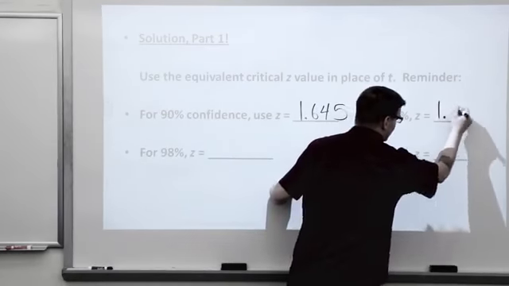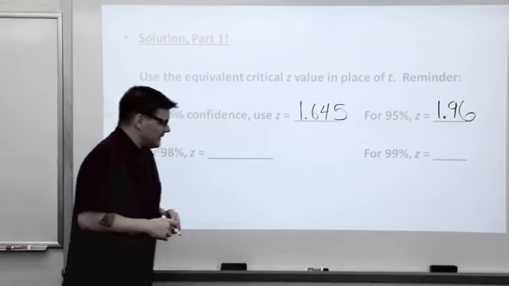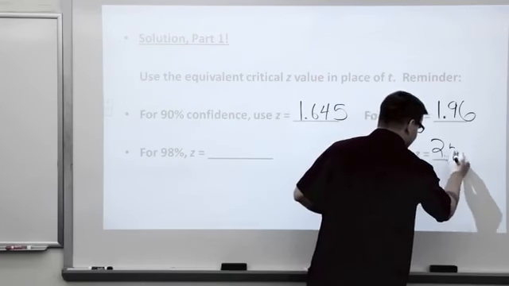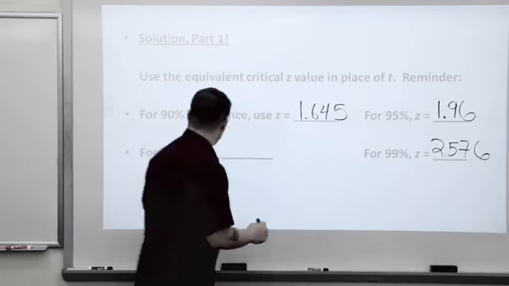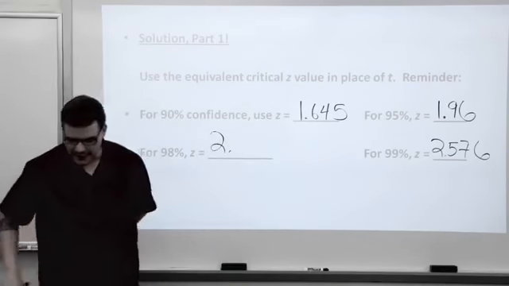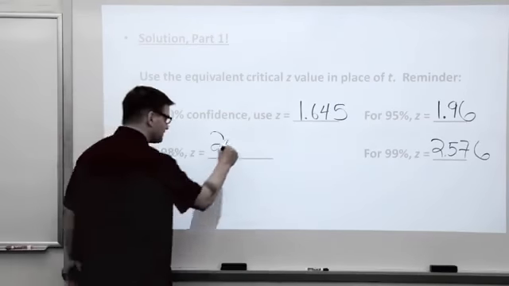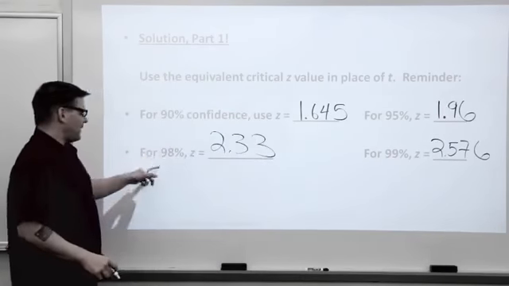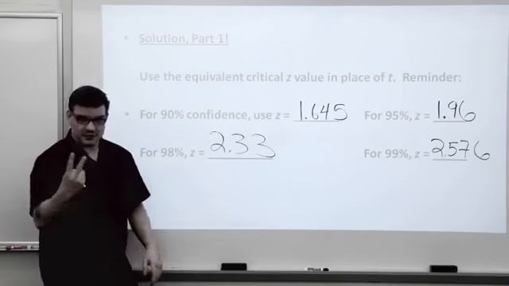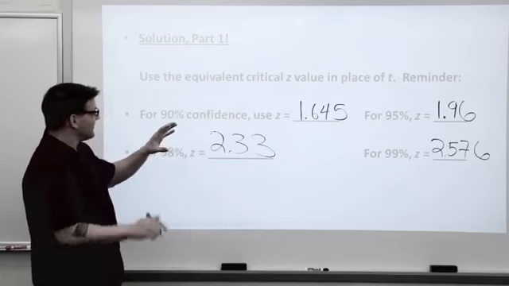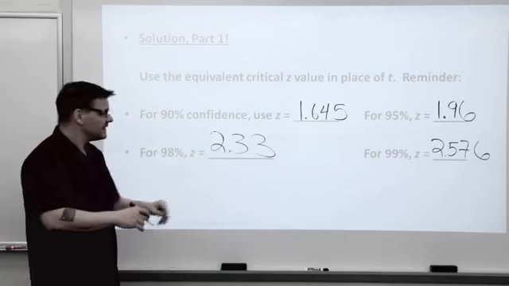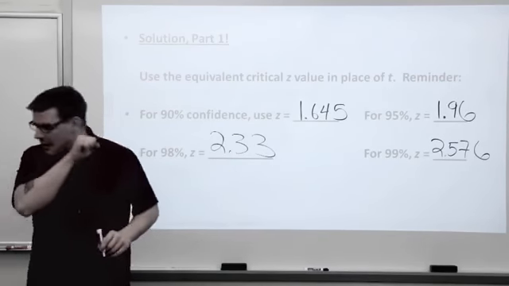For 95%, of course, this is the one everybody knows, z would be 1.96. For 99%, z would be 2.576. And if you get a crazy 98% here, let me see how I rounded this, I just did 2.33. Now these are by far the four most common confidence levels, and those two over there are by far the two most common. So if we're calculating sample size, use this number instead of t.